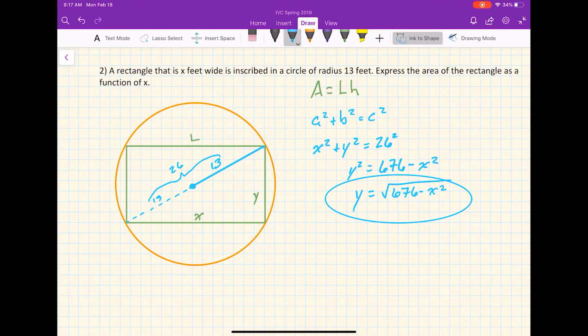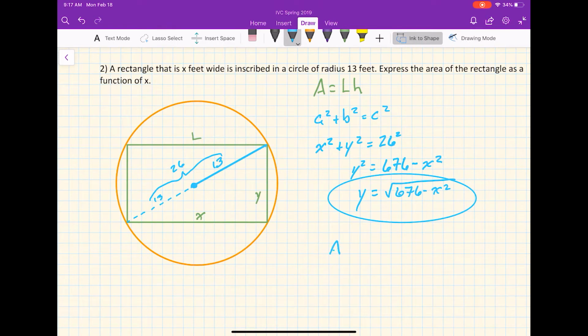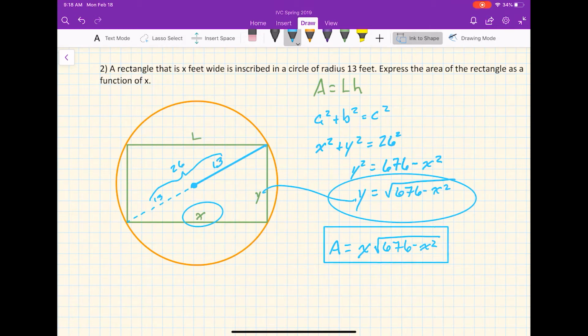Now we'll use that as our y component, which is really our height. So the area is going to be equal to x times the square root of 676 minus x squared. Here's the x, and this is what is substituted in for the y. So there you go. There's number 2.